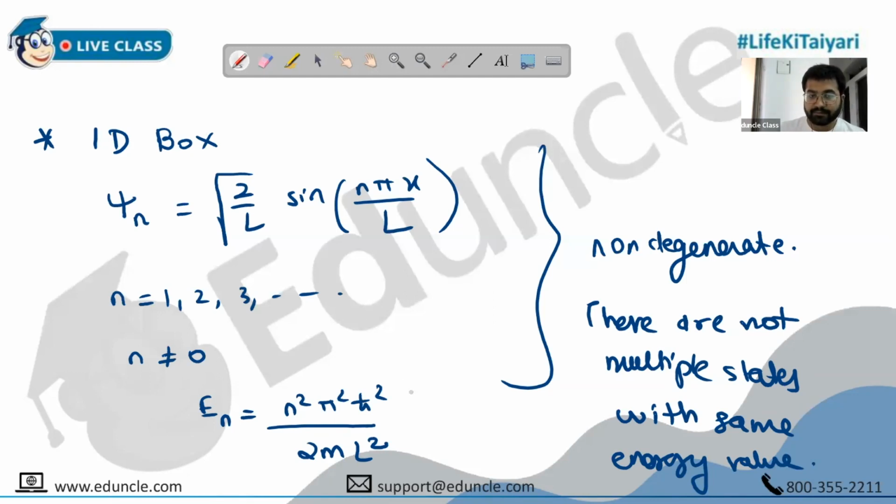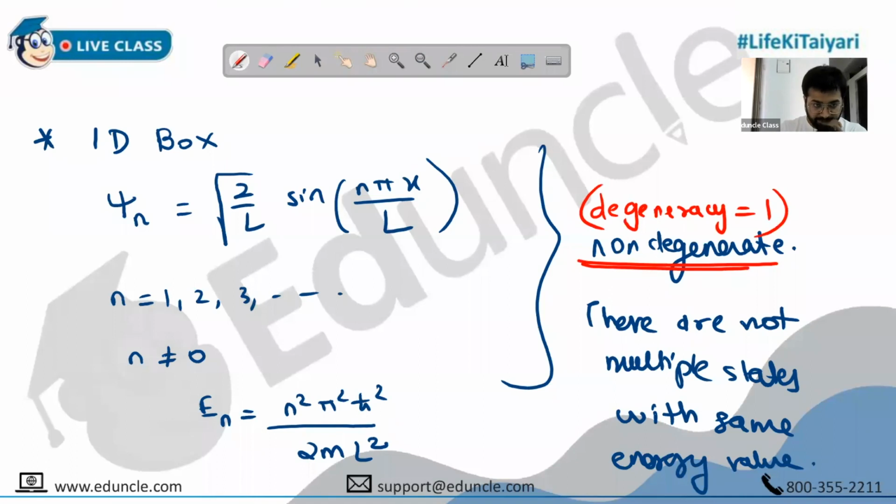And remember, non-degeneracy. Pardon, non-degeneracy matlab? Non-degenerate means degeneracy 1. So when you say non-degeneracy, it means degeneracy is 1, absolutely. Degeneracy is 1, either way. Okay, next.